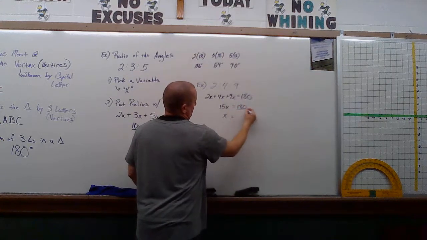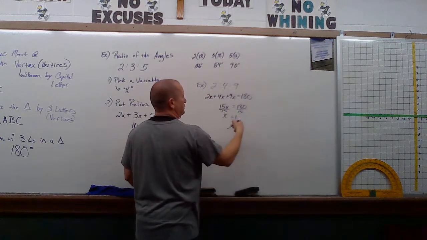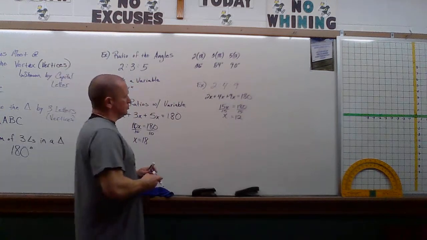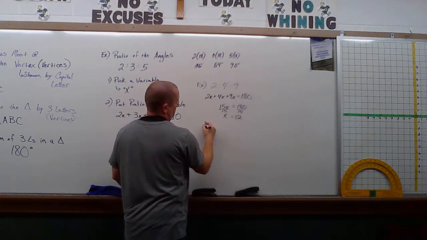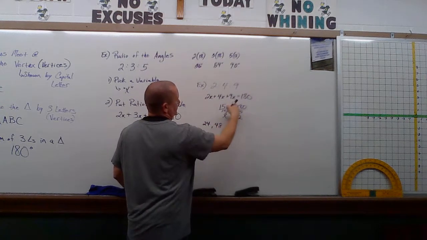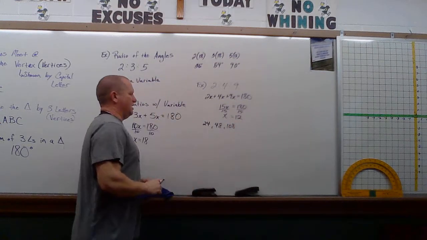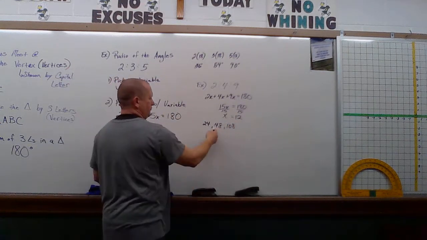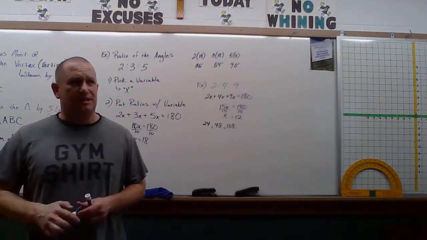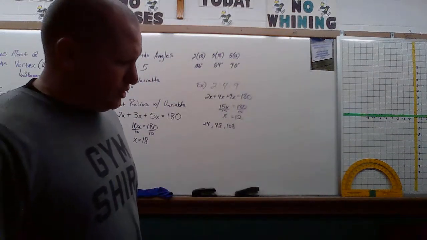And x is equal to, I'm going to divide by 15 on both sides. So x looks like 12. And then I'm going to put that back in. So 12 times 2, 12 times 4, and 12 times 9. And then if I look at this, I'd have 24, 48, 108, 180 if I add them all up together. Okay, so this would be if they talk about the ratios.